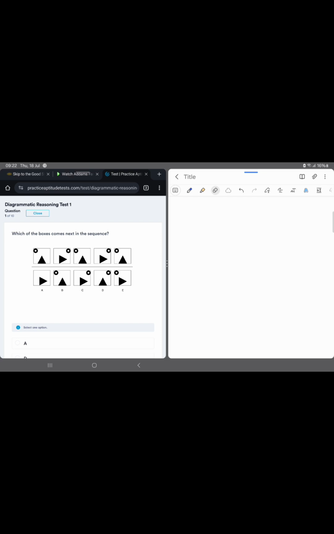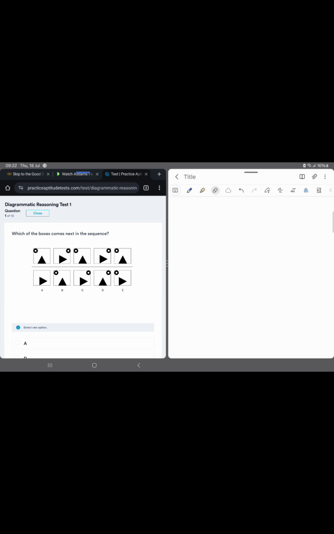Okay, we'll look at the circles first and see how they're all changing. In the first box, we can see that the circle is on the top left. And then in the second box, the circle moves to the top right. And then it moves back to the top left and top right and then top left, meaning that in the next box, it has to move to the top right. That means that either C or D will be our answer.